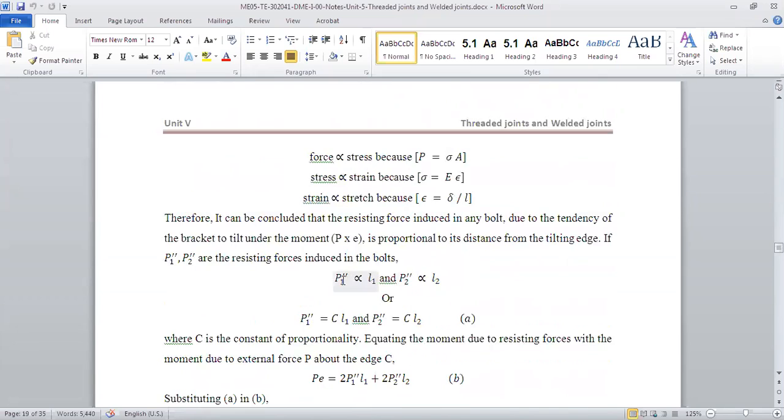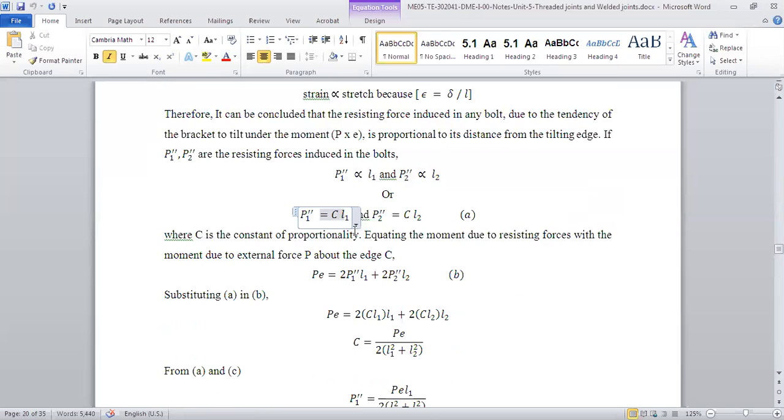So we can directly say P1 is proportional to L1, where L1 is the distance of bolt 1 from point C, and similarly P2 double dash. The double dash denotes the direct tensile forces, right? So that is proportional to distance from point C. That means there will be some kind of constant C, where P1 double dash is equal to C L1 and P2 double dash is equal to C L2. We are trying to find out that constant.